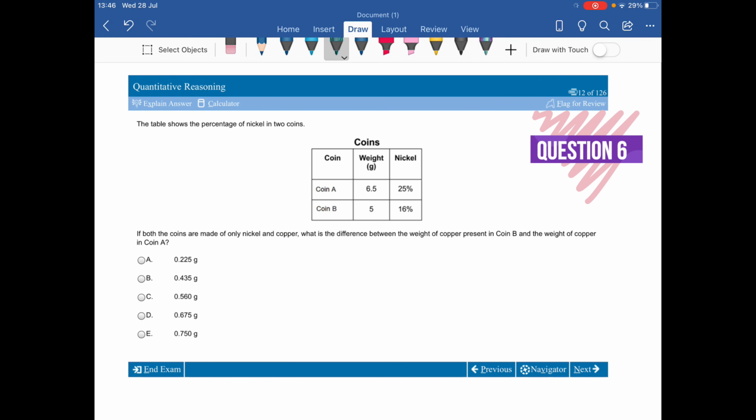So if you have a pause and have a read of this question, the main thing that you'll notice is that if you look at both the entities that the question is talking about, it's talking about nickel and talking about copper. So you know that in this table there is only nickel. So you need to do something to add copper also into the table.